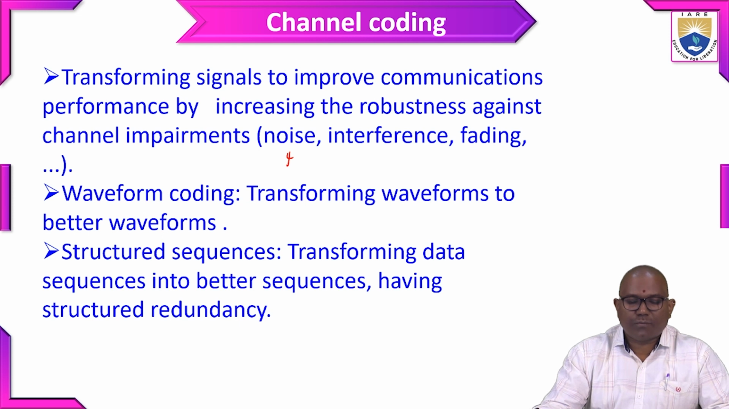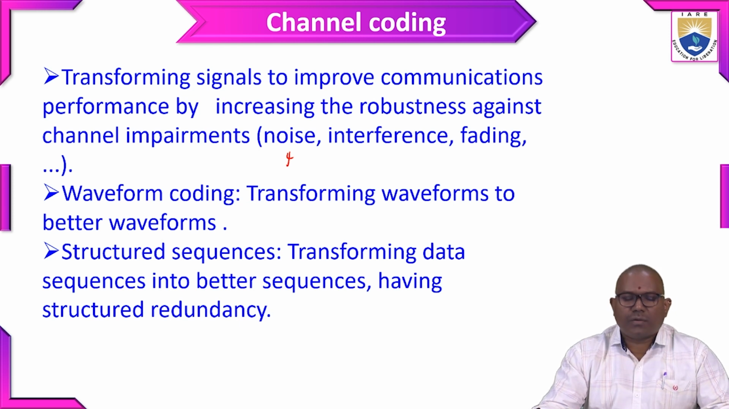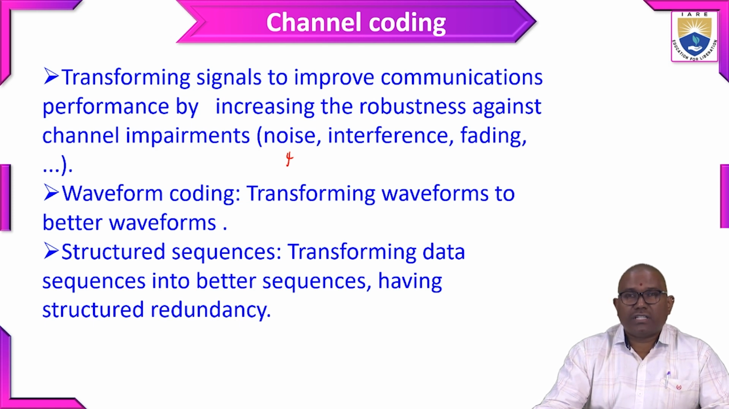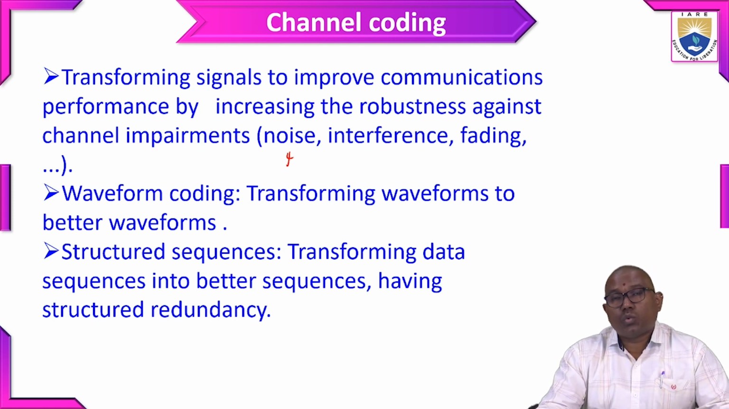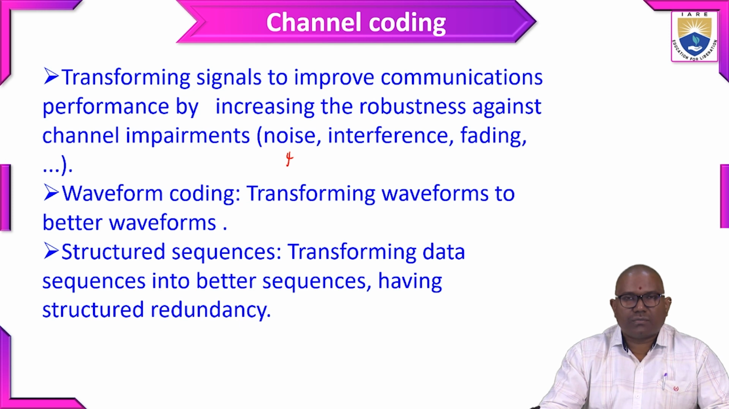Okay. Next, waveform coding: transforming waveforms into better waveforms. Modulation is used, so the modulator converts the bit sequence into a waveform, transforming it into better waveforms that are more robust to noise. And structured sequences: transforming data sequences into better sequences having structured redundancy. So these are the different characteristics of channel coding.